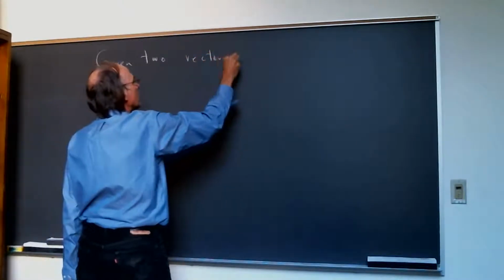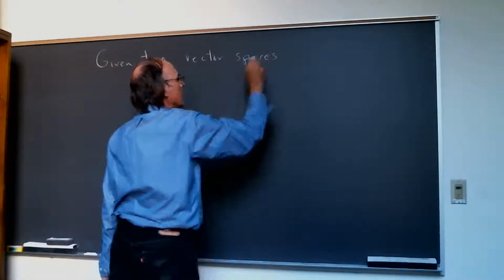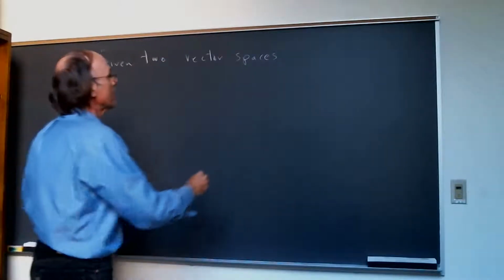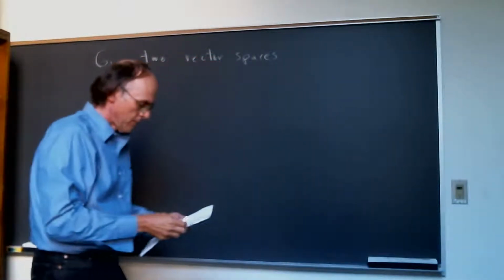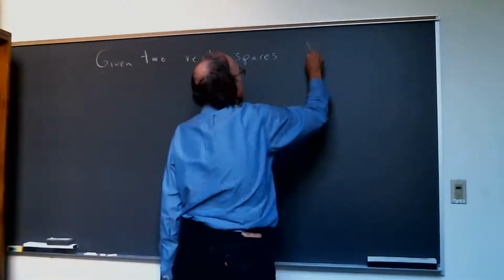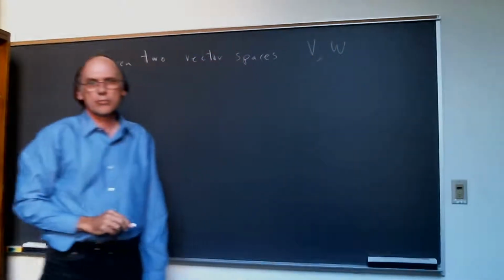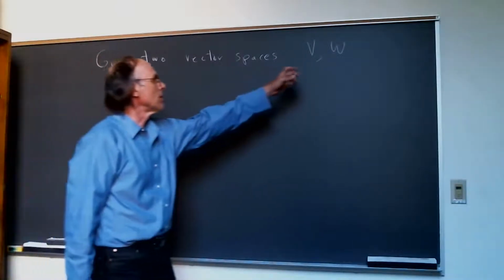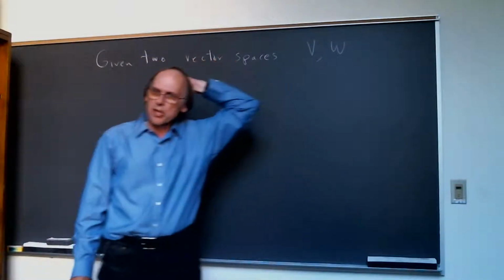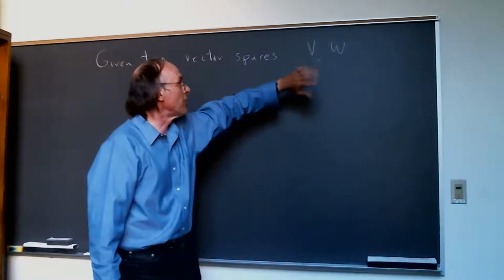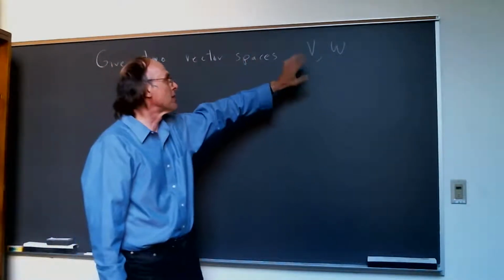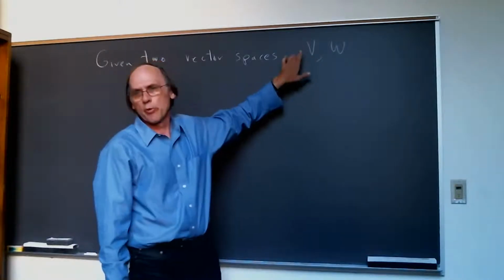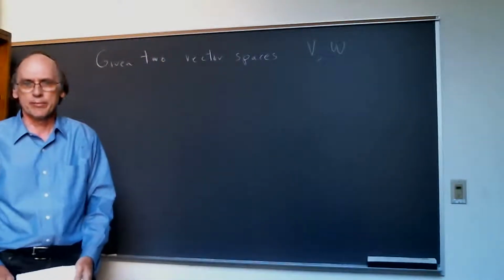So if you're given two vector spaces, let's say V and W. What I'm telling you is true for very general algebra over general fields. But you should think of these as vector spaces either over the real numbers or over the complex numbers.